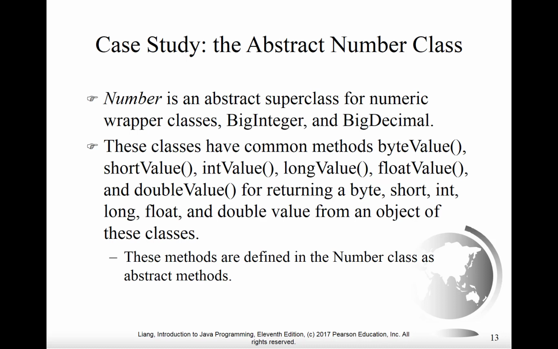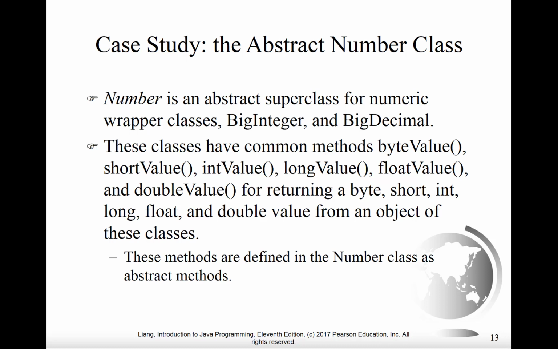You will also recall that all of these classes, that is the wrapper classes and BigInteger, BigDecimal, all had conversion methods: byteValue, shortValue, intValue, longValue, floatValue, and doubleValue, for returning appropriate primitives of those particular types from wrapped objects.